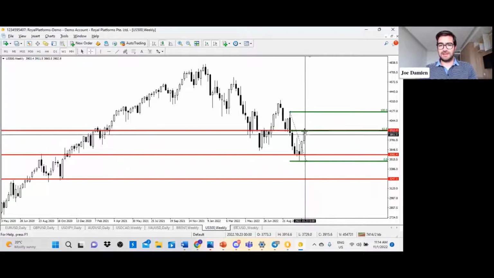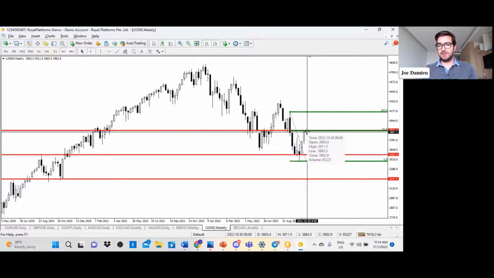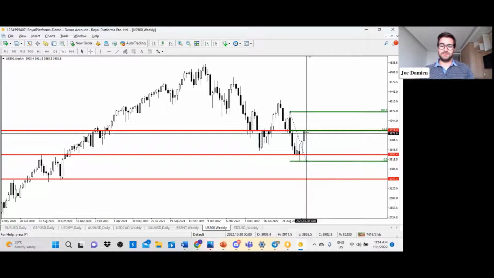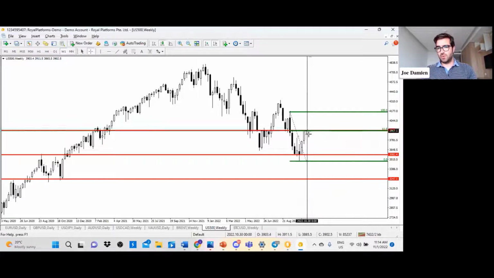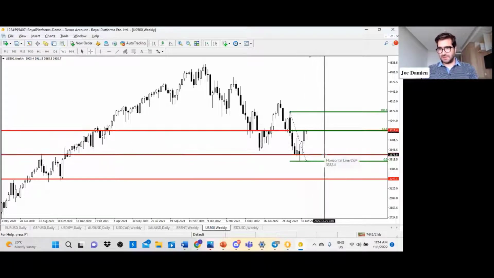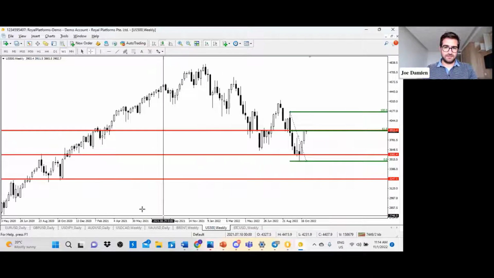Since most of the analysts are expecting the interest rate will be raised, the US dollar will move to the upside and the US equities will tumble. Okay, so there is a negative correlation between the US equities and the US dollar. So most probably the market will move to the downside around this level here, which is 3,578.